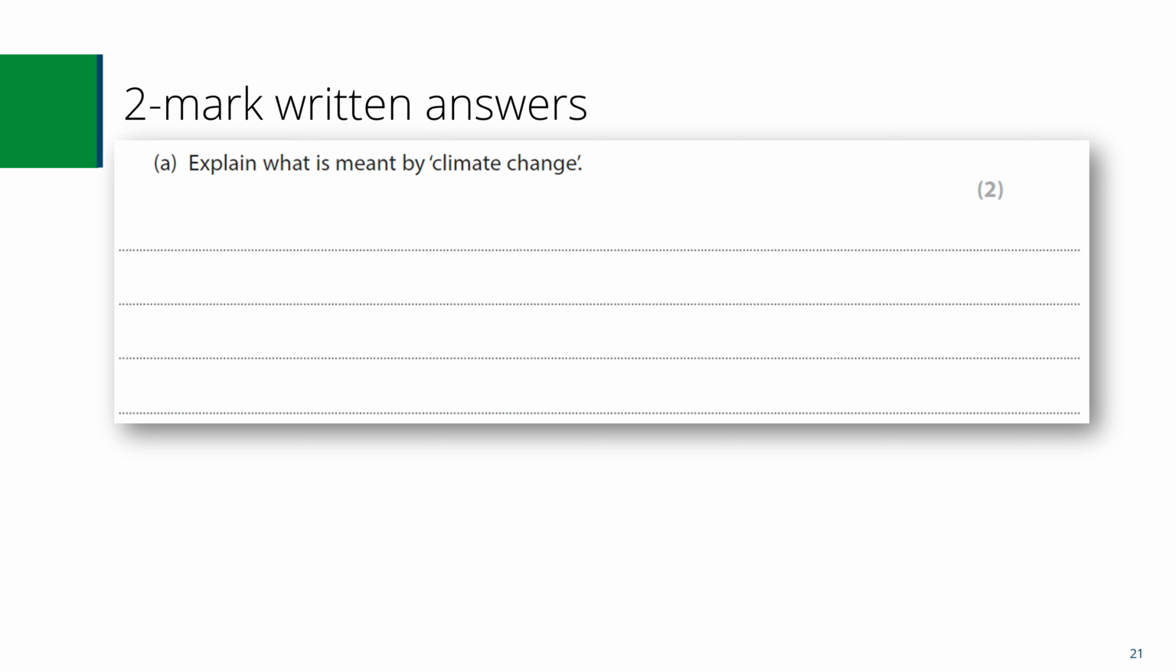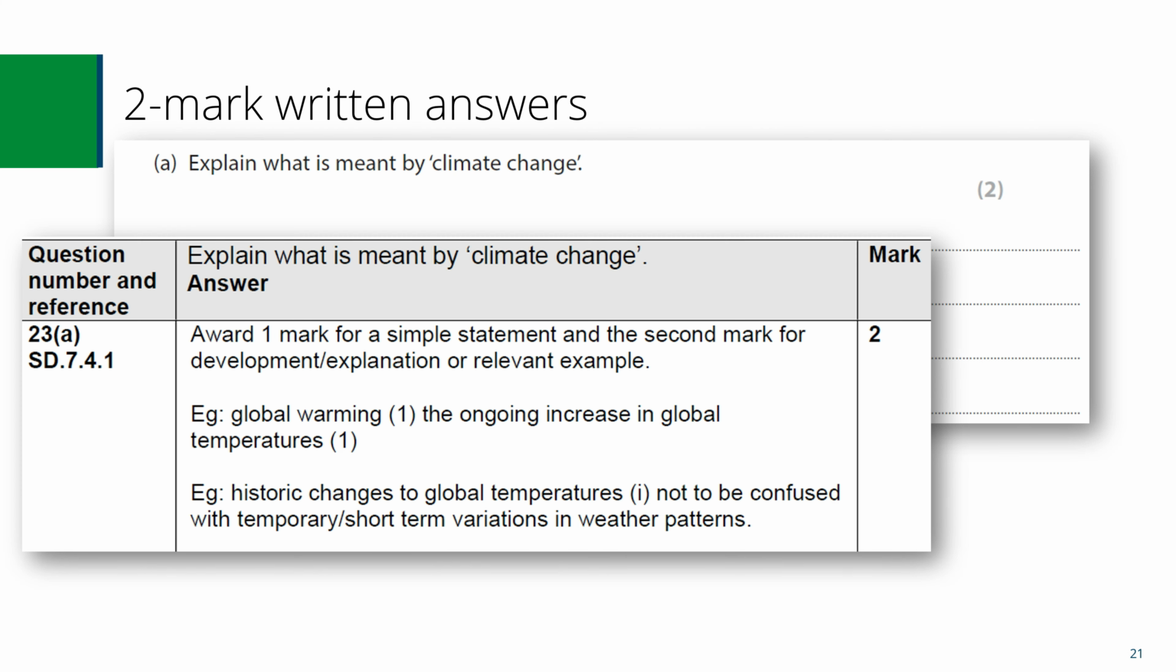Here's one more example of a 2-mark item that asked students to give us a developed explanation. We asked them what is meant by climate change. 2 marks, 4 lines. Here's the marking scheme. 1 mark for a simple statement and the second for some development or explanation or relevant example. These would be examples of good answers: that climate change is global warming, which is an ongoing increase in global temperatures. Here, the key idea, the developed explanation is it's something ongoing. It's something quite worrying and large scale that is continuing.